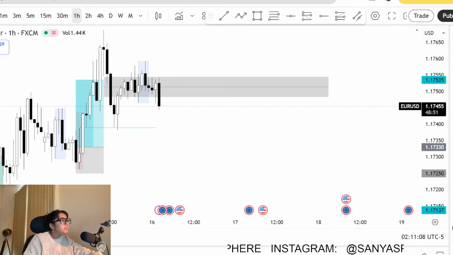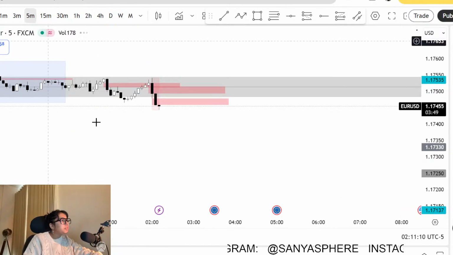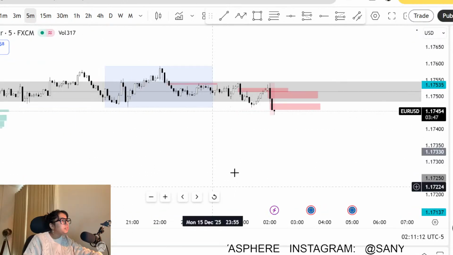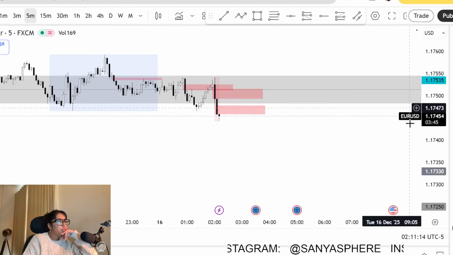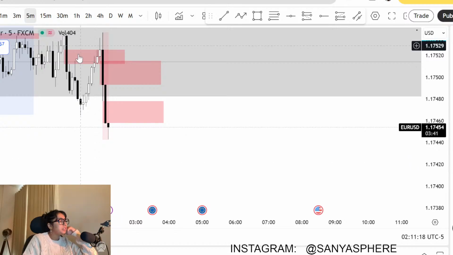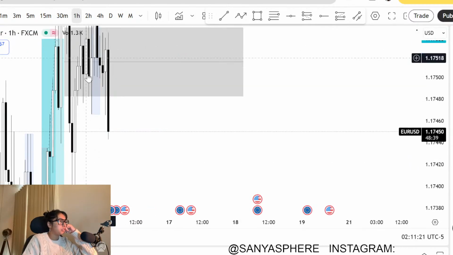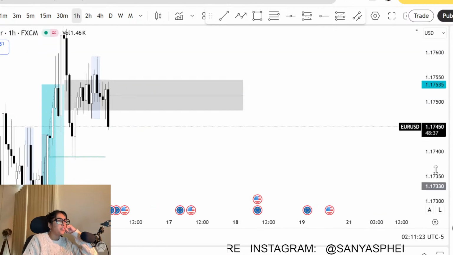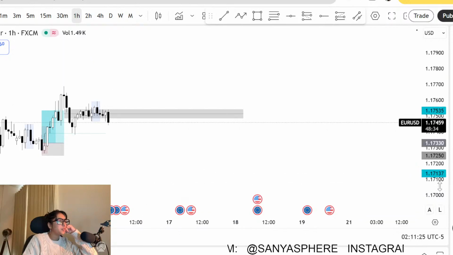Let's see if we can get some kind of good entry. Though, if you guys want to go for the shorts, we have already made the fair value gap right over here. But I still need some confluences. If it doesn't align with my setup, I'm not going to trade then.